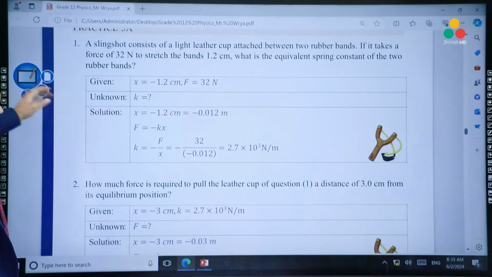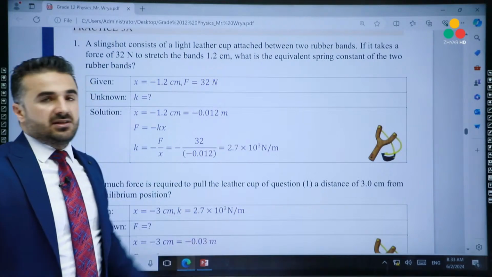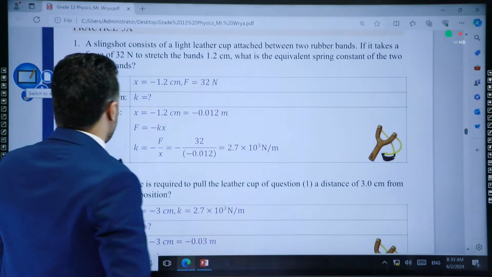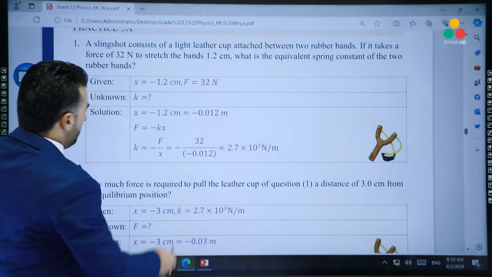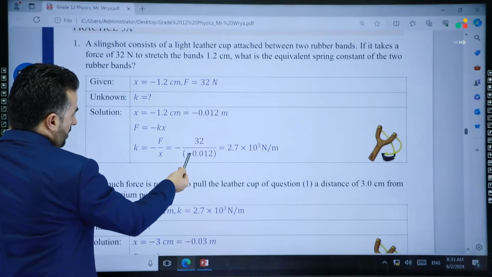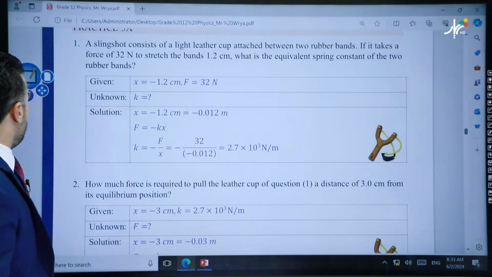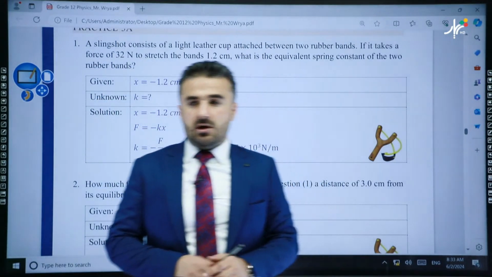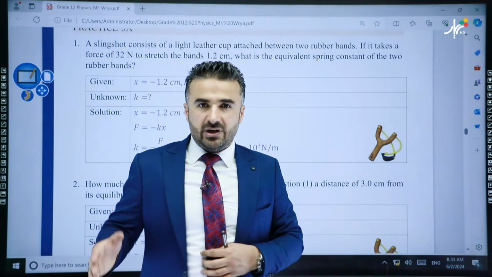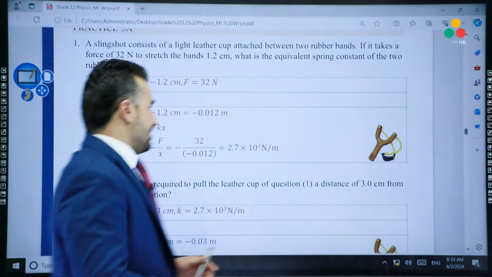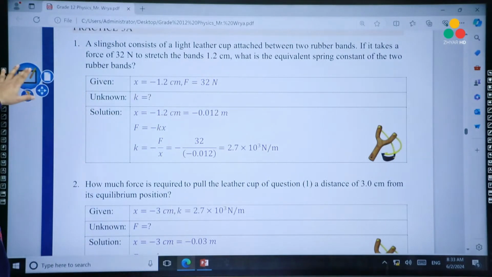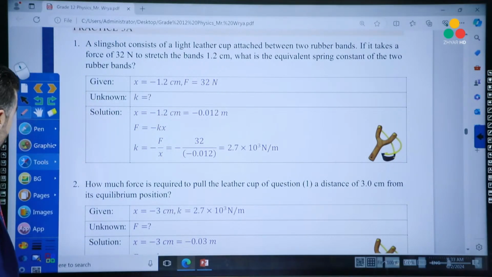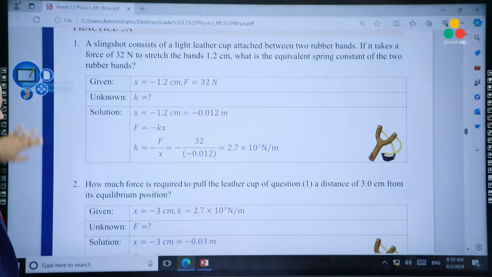Of course, you can see that the answer will be 2.7 times 10 to the power 3 newtons per meter. So you can see here, there is one negative for the equation, there is one negative for the x, then we'll get a positive value for K. Remember, there's one thing you need to know: K, the spring constant, can never be negative, because it determines the stiffness of the spring.